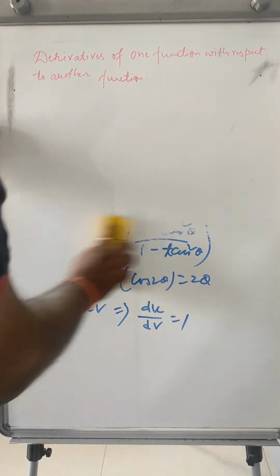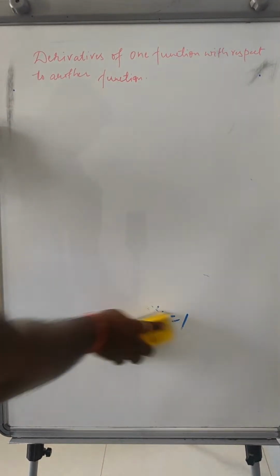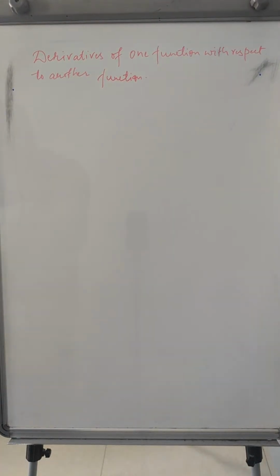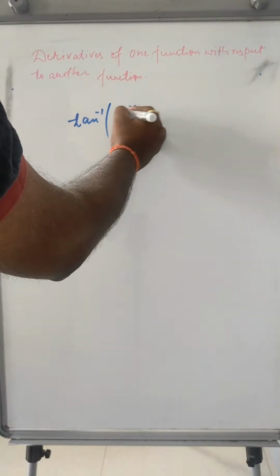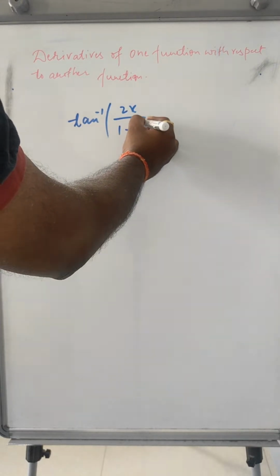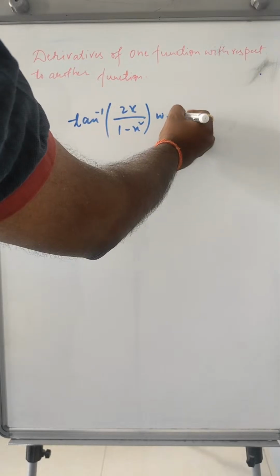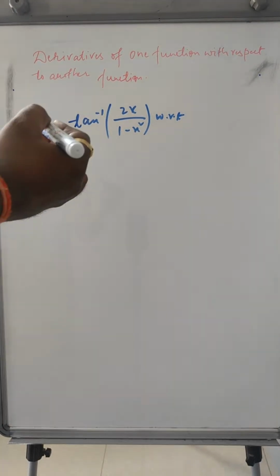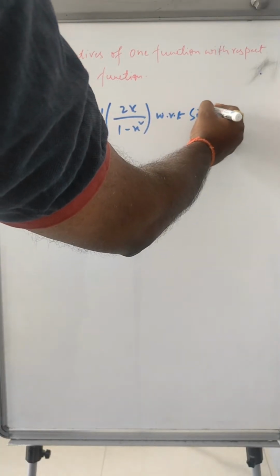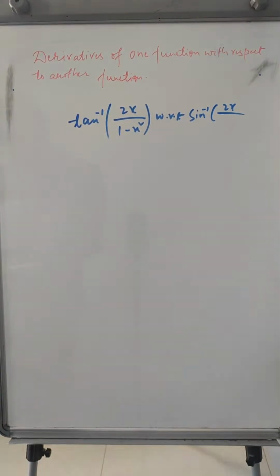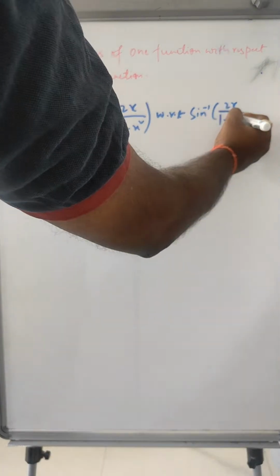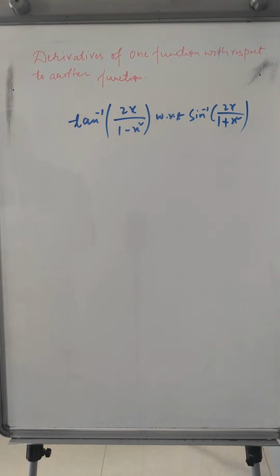If you do this much right under this chapter or this section, you will be strong enough. Okay, how it can be done. So the next problem is tan inverse of 2x divided by 1 minus x square with respect to sin inverse of 2x over 1 plus x square. Correct. So now this is your problem.